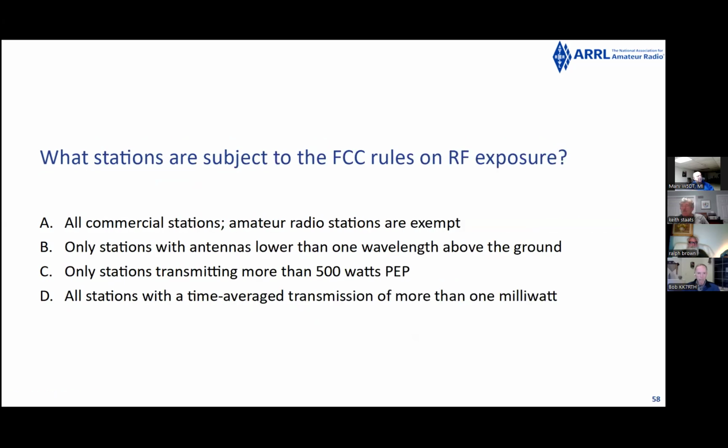What stations are subject to the FCC rules on hour of exposure? All commercial stations, amateur radio stations are exempt. Only stations with antenna lower than 1 wavelength above the ground. Only stations transmitting more than 500 watts PEP. All stations with a time average transmission of more than 1 milliwatt.